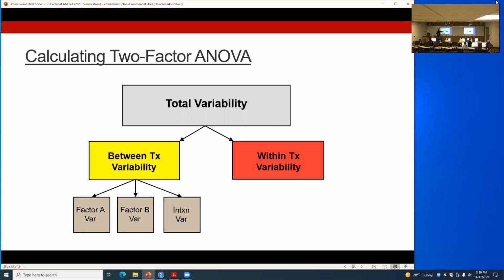Starting out with total variability, this is all the variability in our scores, all of my outcome, right? In whatever I'm measuring as my outcome, this is all the variability that's going on in there, okay? What we're going to do is split that into 2 different parts. Again, we're going to split it into our between and our within.